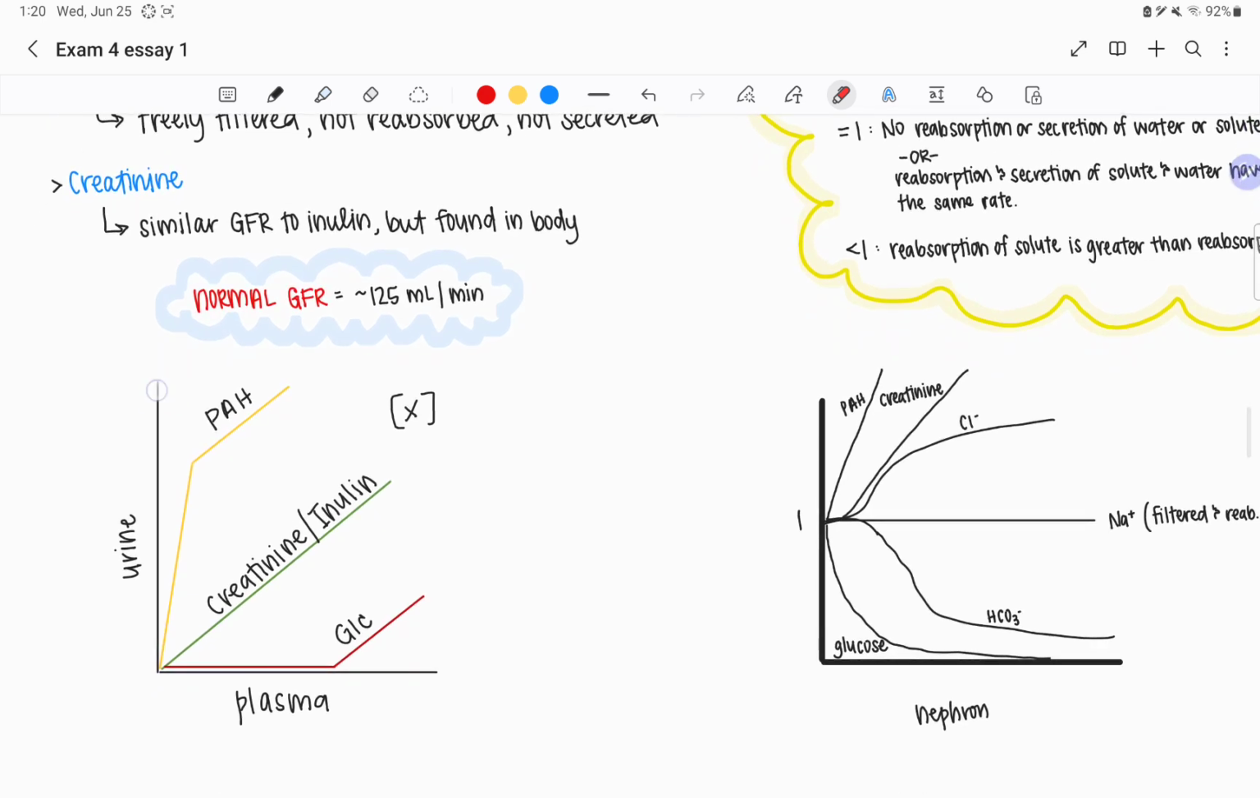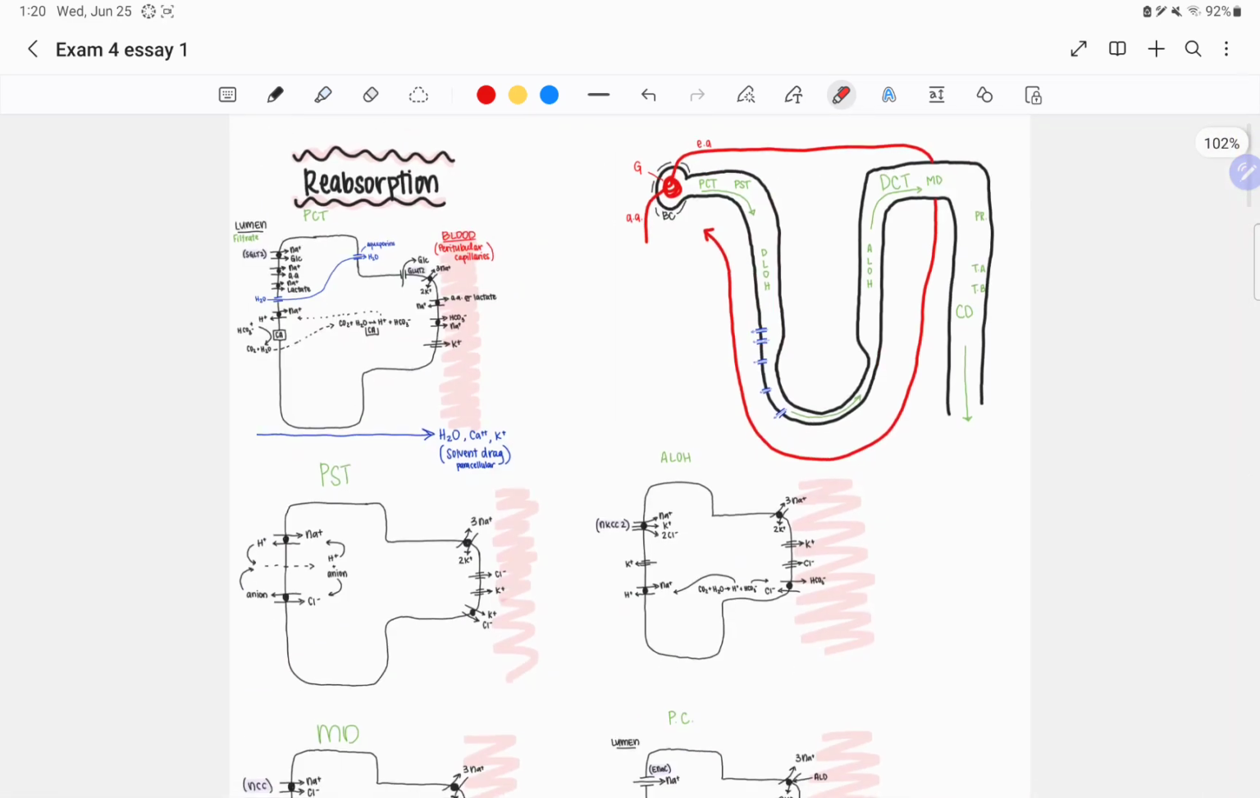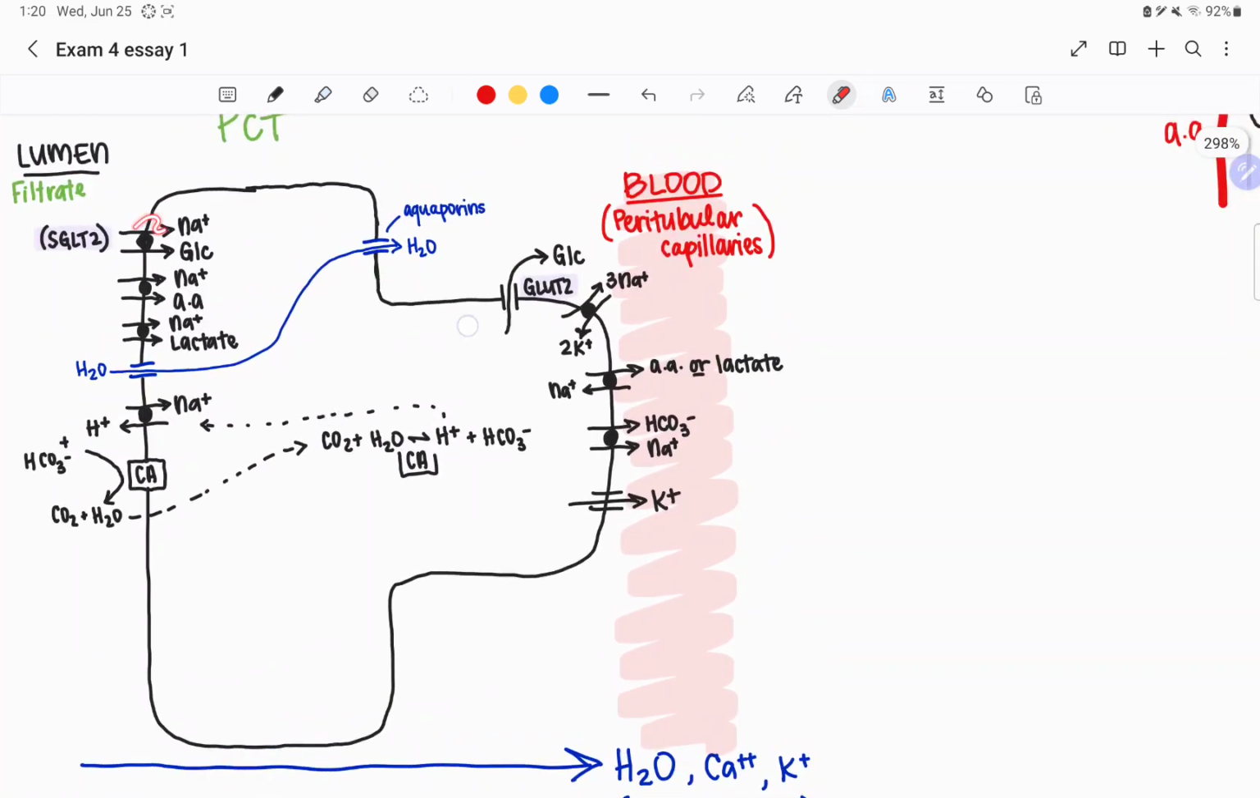I've got another drawing here. This shows the clearance of creatinine and inulin. They're happening again at a pretty constant rate. As the plasma level increases, so does the amount that's in our urine. Glucose, nothing. But if we have a ton in our plasma, then we all of a sudden overcome all of these important SGLT2 transporters, right?